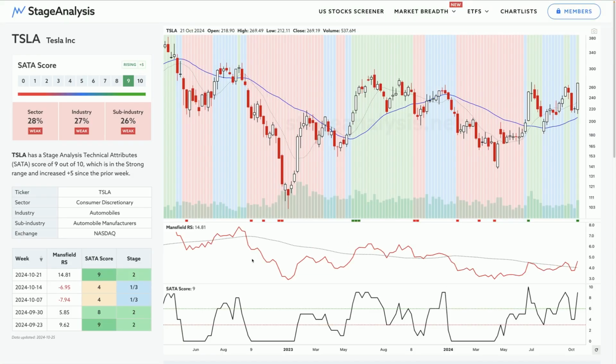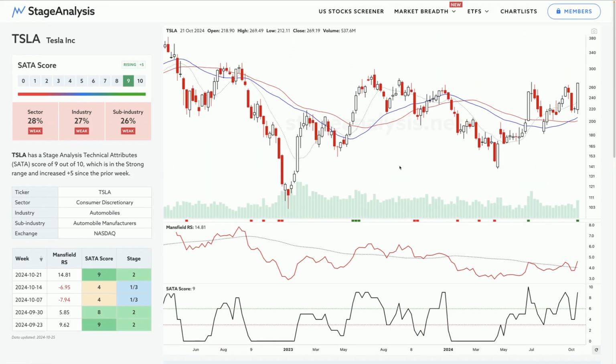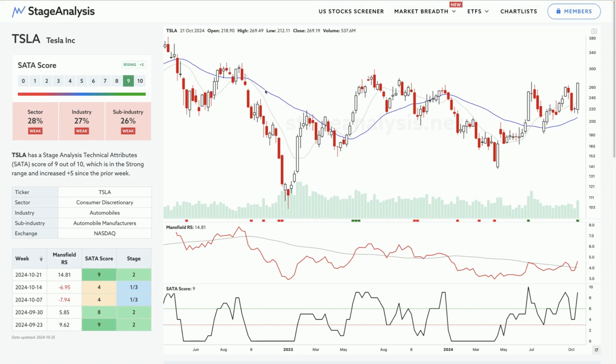So if we come back into here, as I said, you can tick that on. We've got 40-week MA as well as a proxy for the 200-day moving average, so you can turn that on if you want to have that on as well. But the general moving averages we have in the chart, the 10-week moving average and the 30-week moving average are the defaults, with the Mansfield relative strength below, stage analysis technical attributes at the bottom. So we've now got the stage analysis technical attributes, we've got the Mansfield relative strength, and we've got the stage all in one view now.